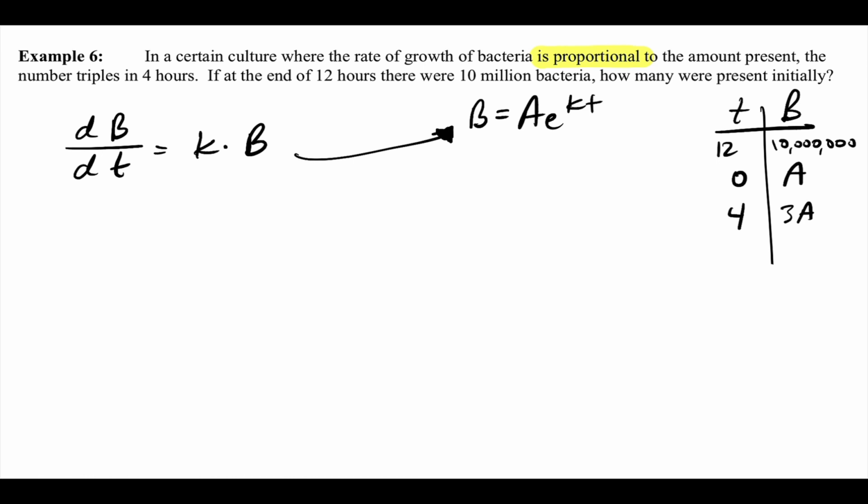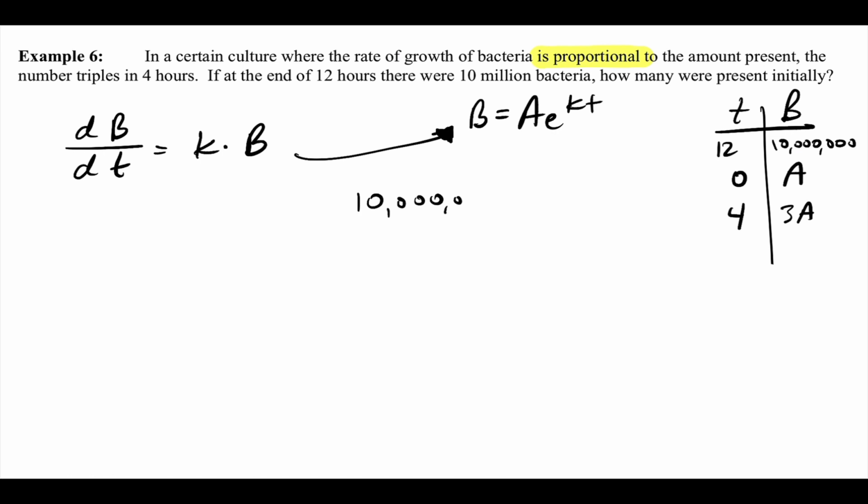Well, can't we plug in the numbers that we have right now? We have some numbers, and then some we have variables. Well, we can plug in variables. So let's start plugging them in and see what happens. Let's plug in 12 for T and 10 million for B, since that one's a solid one we have.